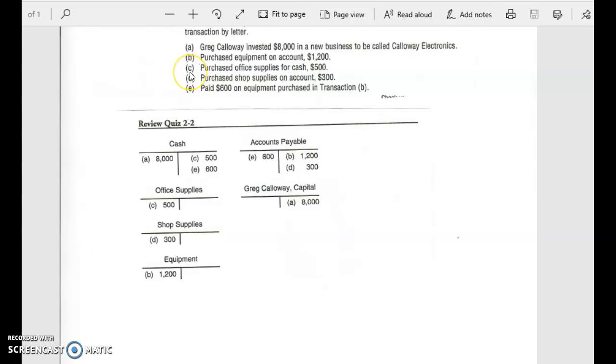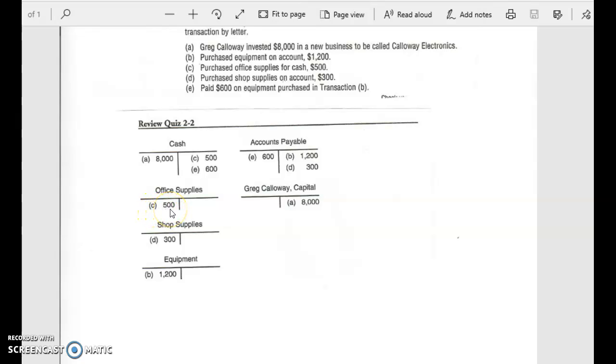Now, letter C, we purchased office supplies for cash, $500. Okay, we know the two accounts are office supplies and cash. If we purchase office supplies, we're going to increase them, and we paid with cash, so we decrease cash. So here's our two accounts. The first one we're going to do is create an account called office supplies, and that has been done for us here. It's transaction C, and we are increasing it by $500.